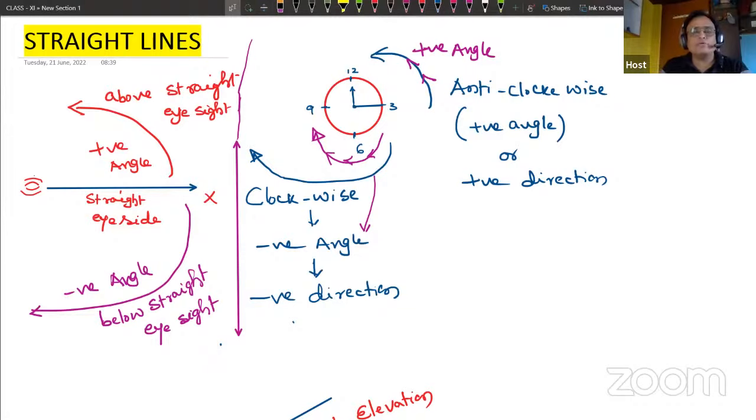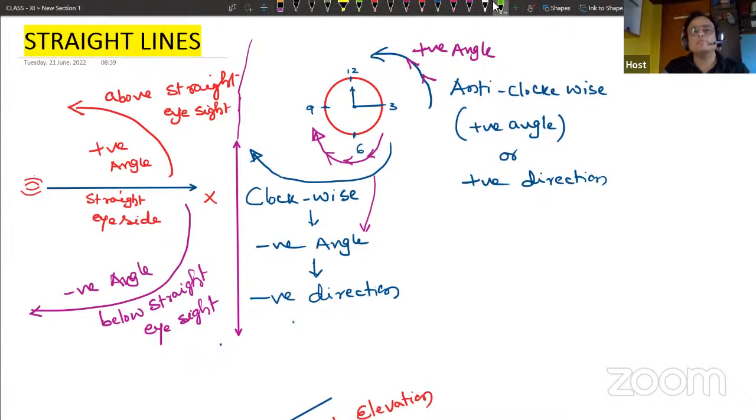Today, we will discuss straight lines of class 11th, or in different states, it is the intermediate one or PUC, pre-university course one. So in the straight lines, today, we are going to study some of the basic things about the straight lines. Now in this part, first, the angle measurement.